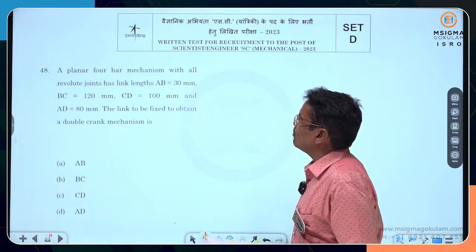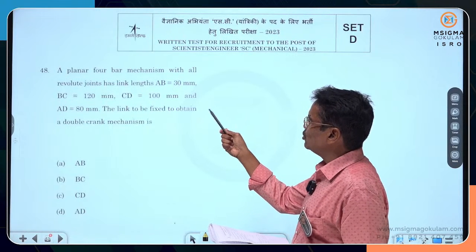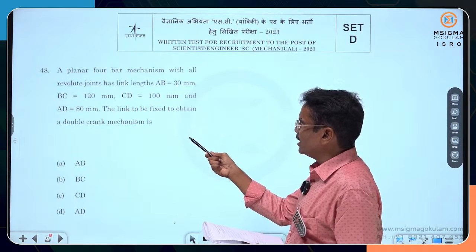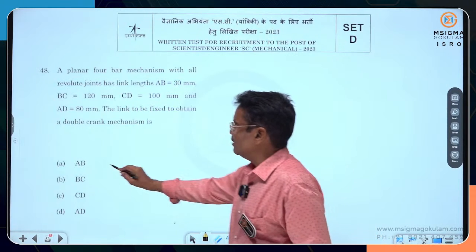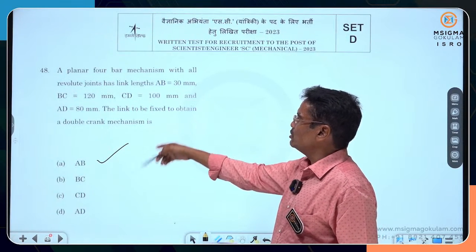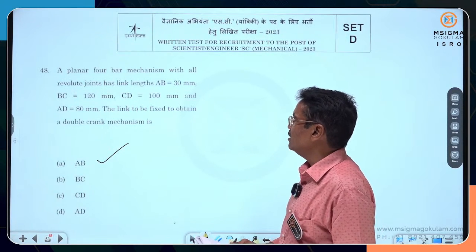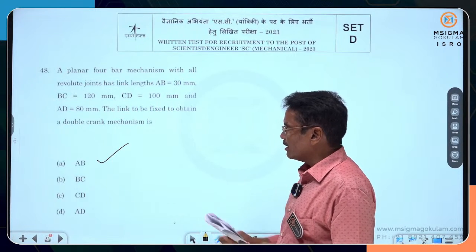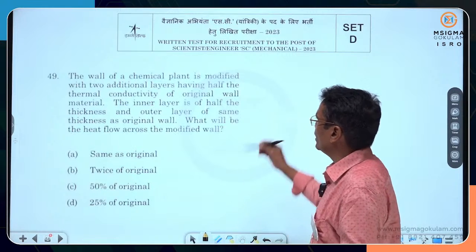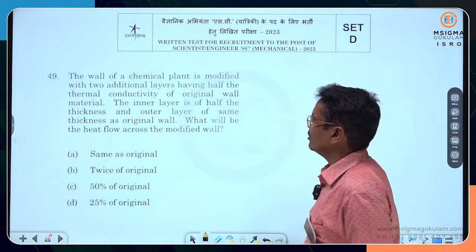A planar 4-bar mechanism was given, with revolute joints and link lengths. The link to be fixed to obtain a double crank mechanism is AB, because based on the dimensions we have to decide which link has to be fixed. Now this is a problem on heat transfer.